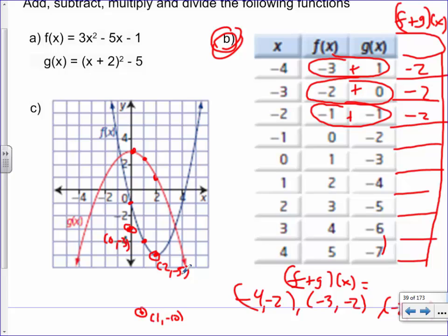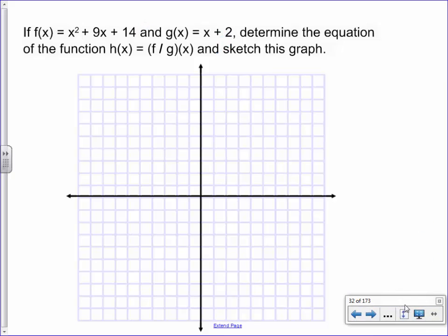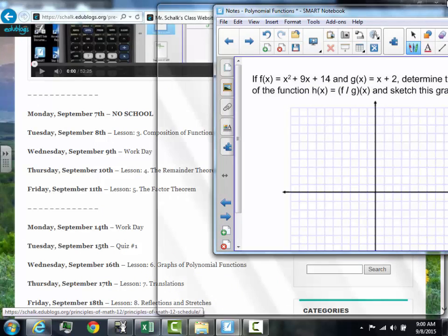I want to go back to last day's notes and just cover one thing that I felt like I skipped over a little bit. The hardest one by far is dividing. Multiplying, adding, subtracting, most people are really fine with that. But I just want to point out two graphs that we were going to do. One of them was x squared plus 9x plus 14 and x plus 2. I just want to graph them on our calculator. So you can just watch if you want.